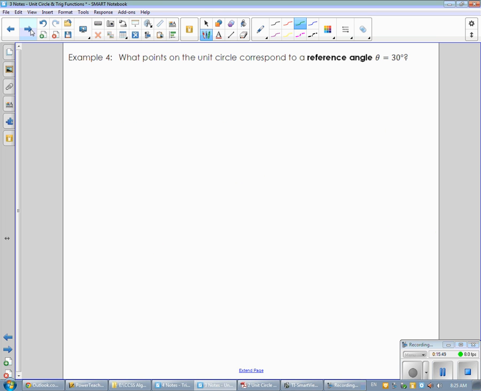Okay. All right, so in example 4, it says, what points on the unit circle correspond to a reference angle of 30 degrees? What we mean by reference angle is basically we're always coming back to quadrant 1. But there's actually 4 different points that correspond to that angle.